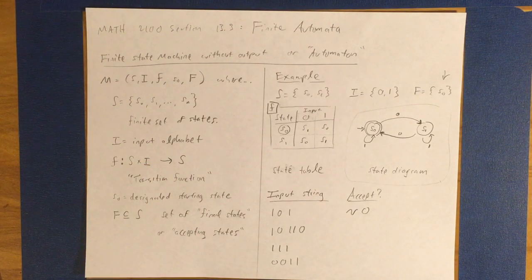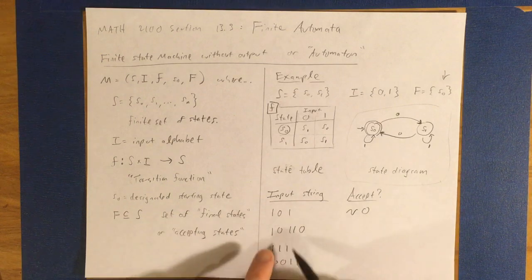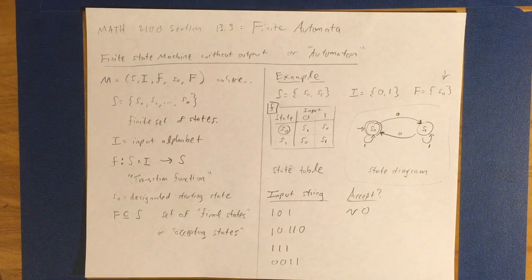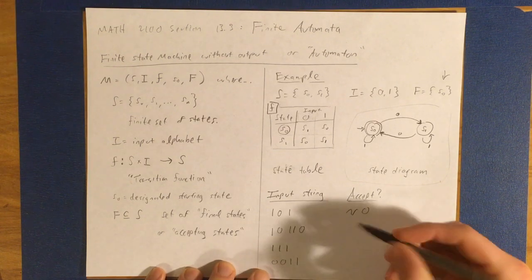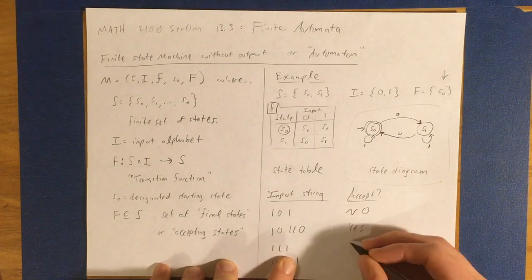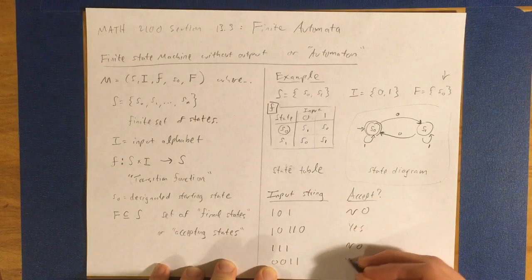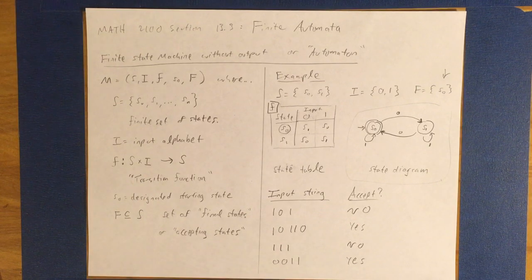So try that with each of these input strings and see what happens. You can pause the video and give it a shot. Our goal is to figure out, does it accept or not? Yes or no. Does it end in an accepting state or not? So the second one should be a yes. The third would be a no. And the fourth would be a yes again.